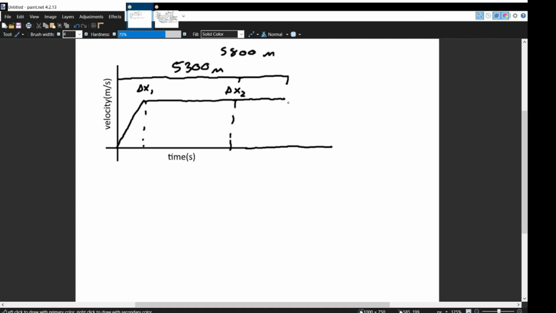Before this sled begins decelerating, we want to know how long it takes for it to decelerate to rest and how far it travels during that amount of time. So we want to know what this change in X is from this point to this point, and then we want to gather some information here.